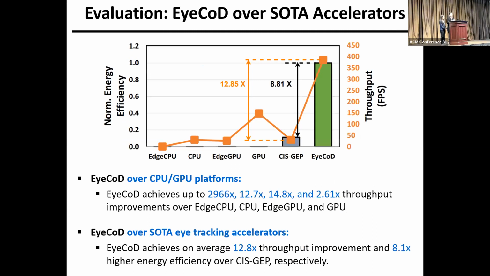This slide shows the overall comparison between EyeCoD and the prior SOTA accelerators. So as we can see from this figure, as compared to the GPU platforms, EyeCoD achieved up to 14.8 times and 2.6 times throughput improvements over edge GPU and GPU respectively. As compared to the SOTA eye tracking accelerator, EyeCoD achieved on average 12.8 times throughput improvement and 8.1 times higher energy efficiency over the prior-art eye tracking accelerator.